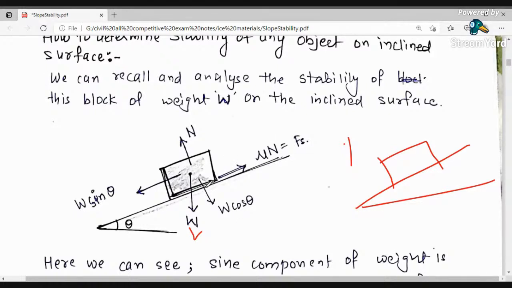And we have added another force. Since the block is moving in a downward direction, there is also an upward force opposite to that downward direction. We have the friction force, that is mu into N, and N we know is W cos theta, right? N is basically the reaction.